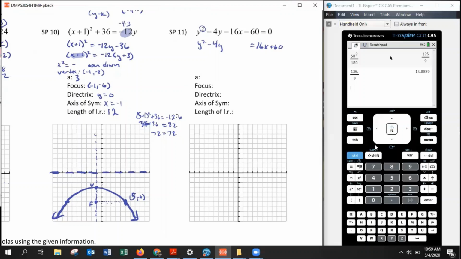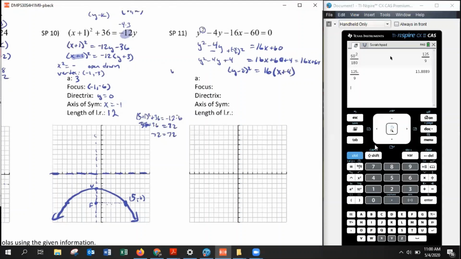Let's bring all the other non-y's to the other side. To complete the square, if you remember, we will take half of this b term, so negative 4 divided by 2, and square it. So negative 2 squared is 4, so y squared minus 4y plus 4 will equal 16x plus 60 plus 4, which is 64. So our equation will be y minus 2 squared equals 16. Let me simplify that up here. If we factor out the 16, we will get x plus 4.